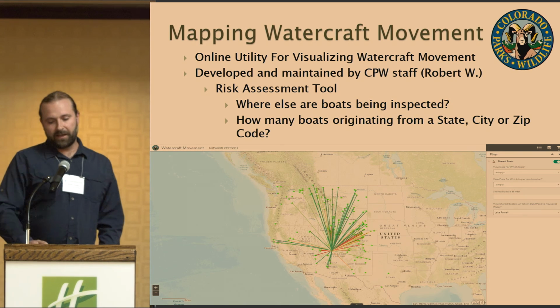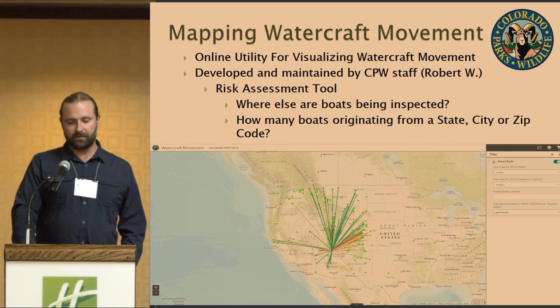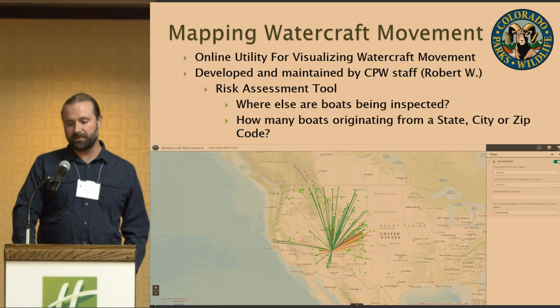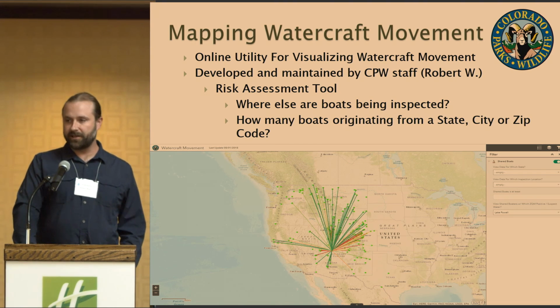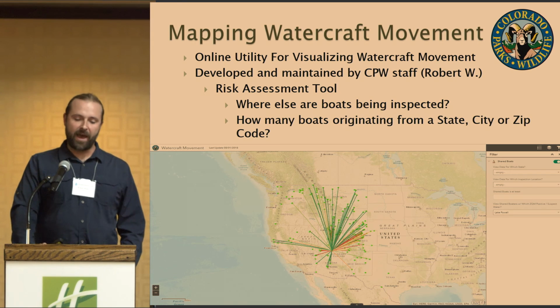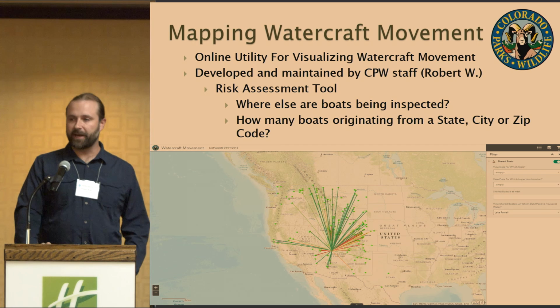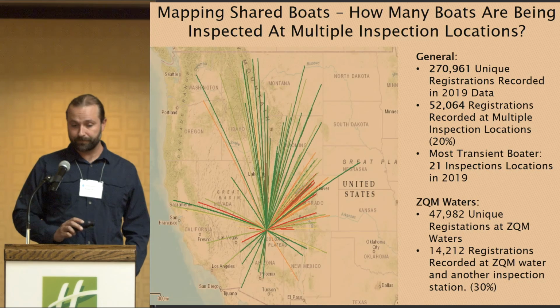All right, so back in the day, this was just data, and people started to want to see these things visualized. So last year, we started putting together a mapping application to associate with this data that's being collected at our inspection stations all across the West. This was primarily designed as a risk assessment tool to let us know where boats are being inspected, and how they're moving across these inspection stations.